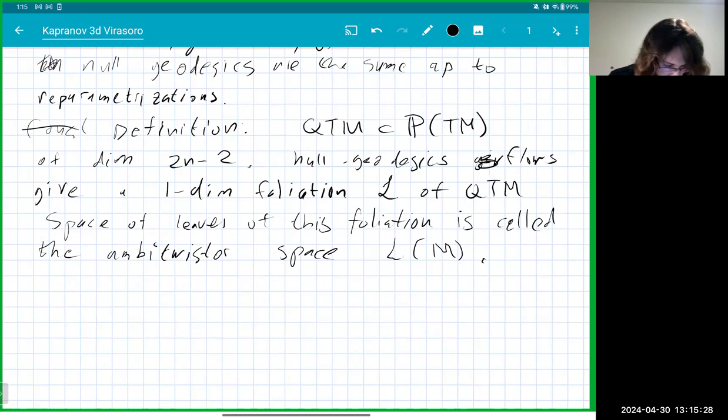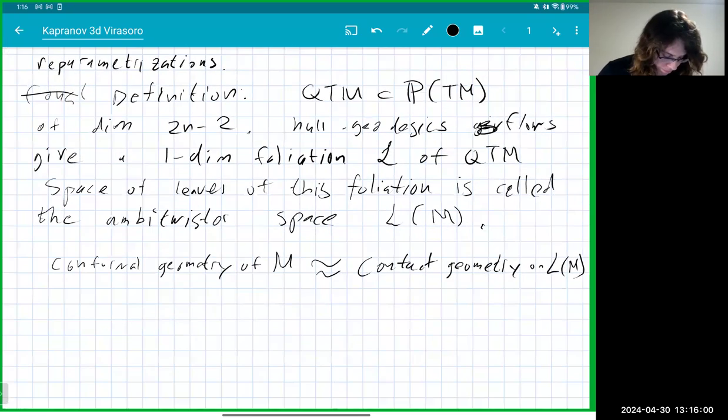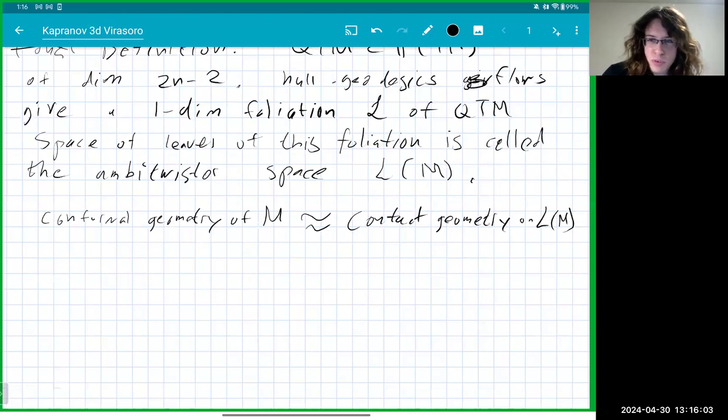Okay, so now essentially, why do we need it? Maybe I should have motivated it from the very beginning. The idea is that conformal geometry of M will be related to what's called contact geometry on L of M. To make it more precise, I need to first review what contact geometry is in the holomorphic setting.